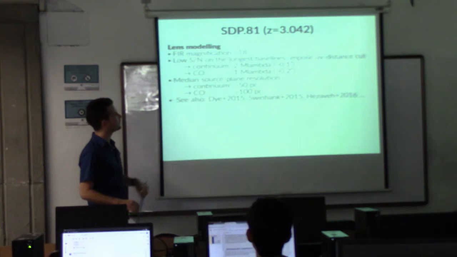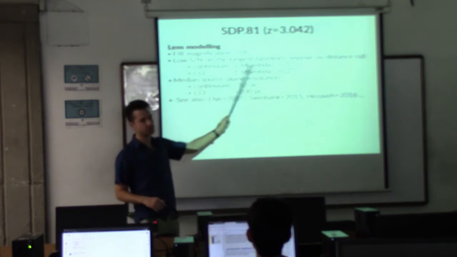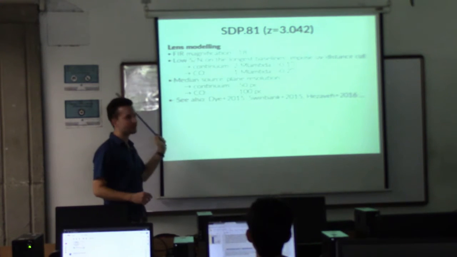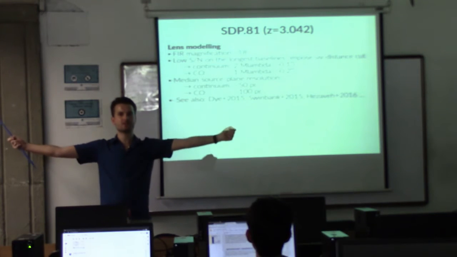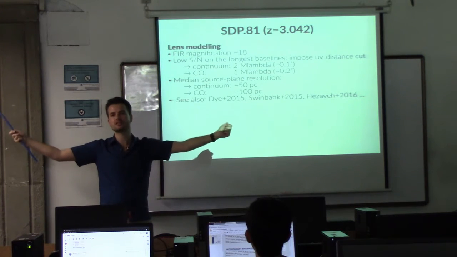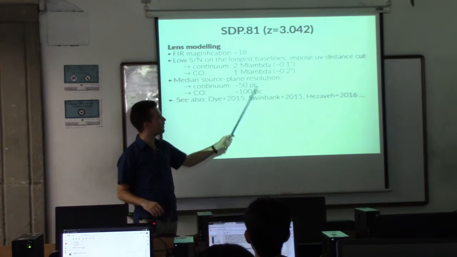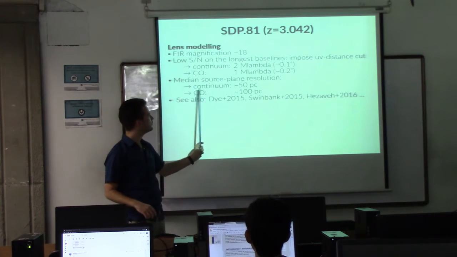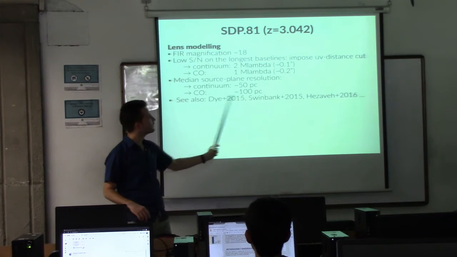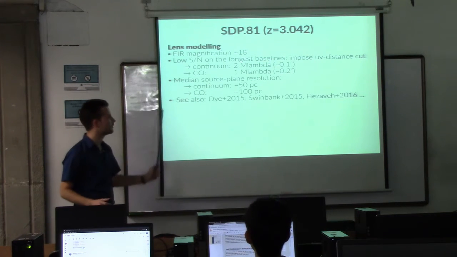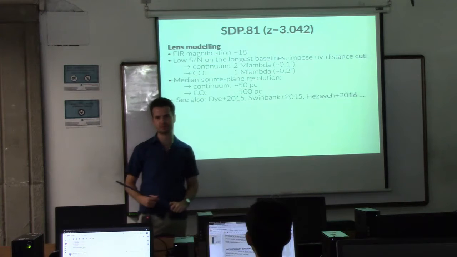These are some details of the lens modeling. We had to downgrade the resolution of the data because it looks amazing, but you realize that the signal on the longest baselines is super low. But even then, we get a typical resolution of 50 parsecs in continuum and in dust, and 100 parsecs in CO. And there are other groups that did the same modeling procedure.